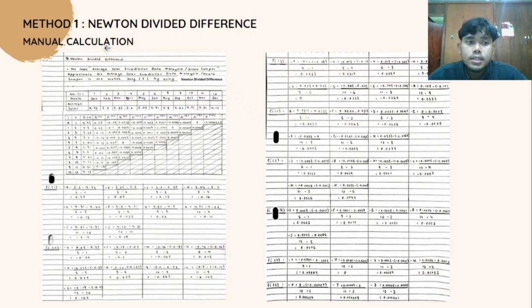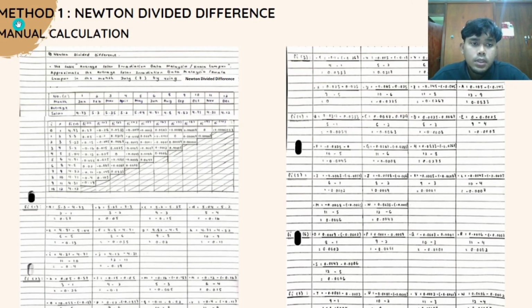Okay, next, we move to method 1. We use the Newton divided difference. In this slide, we show the manual calculation we do. As you can see the question, the total average solar irradiation data Malaysia Kuala Lumpur: approximate the average solar irradiation data Malaysia Kuala Lumpur in the month July by using Newton divided difference.